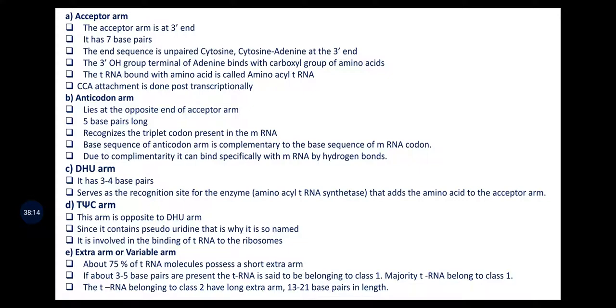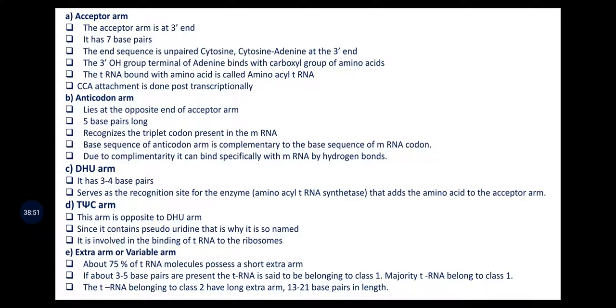The third loop is the DHU arm. It has 3-4 base pairs. It serves as a recognition site for the enzyme aminoacyl tRNA synthetase, which adds the amino acid to the acceptor arm. Next one is the T-C arm. This is found at the right corner, opposite to the DHU arm. The DHU arm is at the left corner. Since it contains pseudouridine, that is why it is so named. It is involved in the binding of tRNA to the ribosomes.